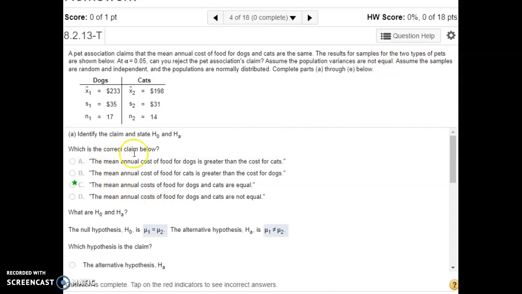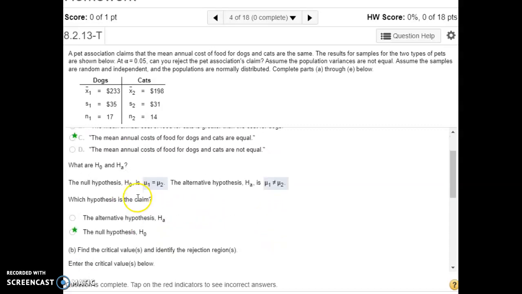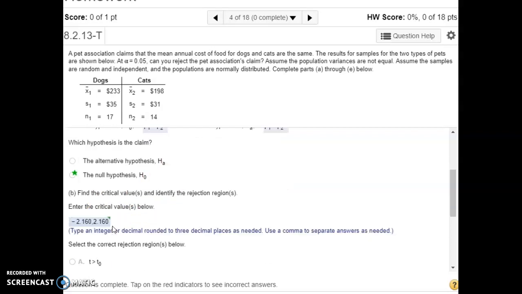So to start off here, what is the claim? The claim is that the mean cost for dogs and cats food is equal. The statement of equality is always going to be our null hypothesis. The two means are equal to each other. That's our null. The alternative then would be not equal to. Which one is the claim? The claim is our null hypothesis.